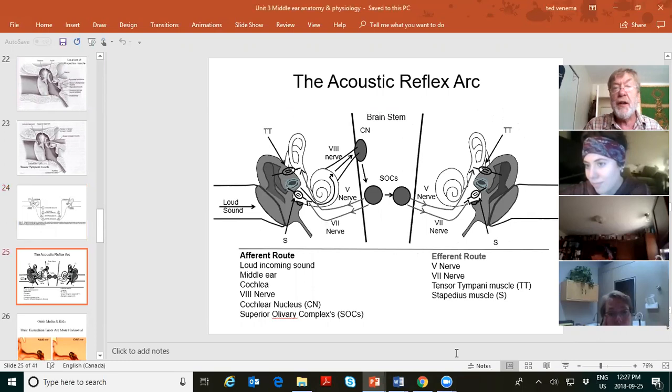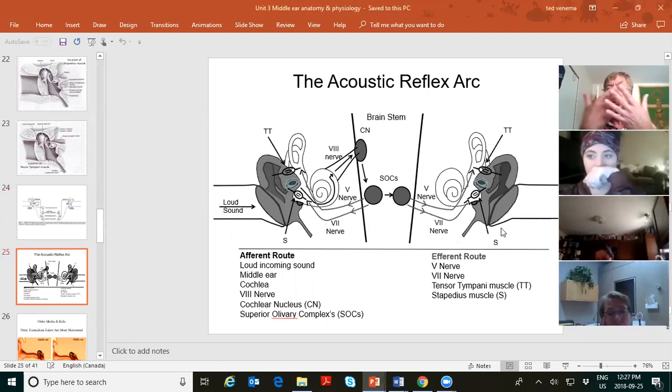So when you're looking over here, you'll see the same thing, acoustic reflex arc. So follow my cursor again. Loud sounds hit the drum, malleus, incus, stapes, cochlea, all afferent, 8th nerve, brain stem, and then 5th nerve to tensor tympani, 7th nerve to stapedius muscle. And why do I draw on this side?